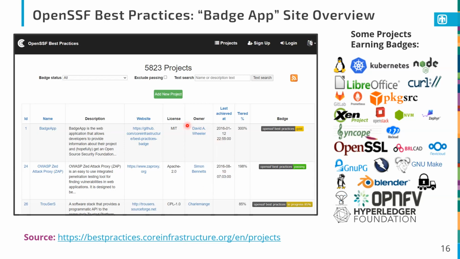Anyway, as of a couple of weeks ago, this site had 5,800 registered projects on there at all levels. And the first project they put in was the badge app. That one is listed as gold, I guess, partially just to demonstrate how you're supposed to use this site and how you're supposed to fill in the fields. And also to show that they're eating their own dog food, essentially. Some of the projects that have earned badges are shown over here. They're icons like the Linux kernel, other big ones, GitLab, things you might be familiar with, OpenSSL that we mentioned earlier, curl, Node.js, and so forth.